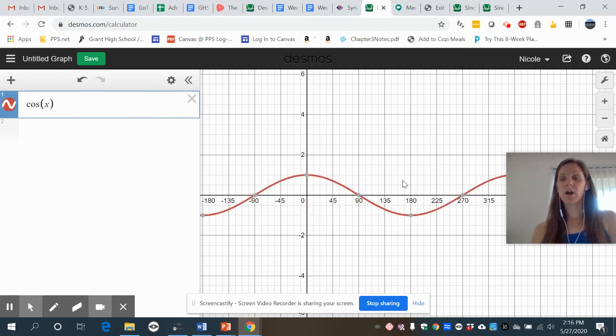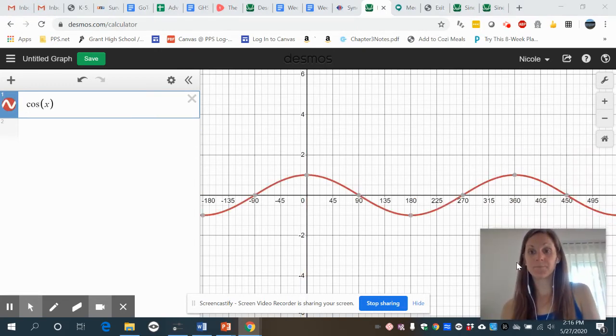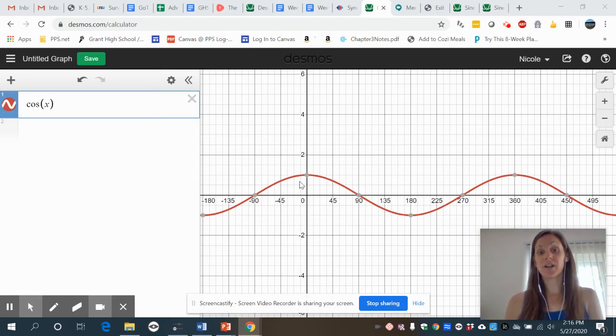So what I notice about cosine is it looks really similar, but it's shifted. You could either say it's shifted 90 degrees to the left or it's shifted 90 degrees to the right. We're not going to talk about horizontal shifts in Algebra 3, 4, but you will talk about horizontal shifts in pre-calc. But let's see what one cycle is.